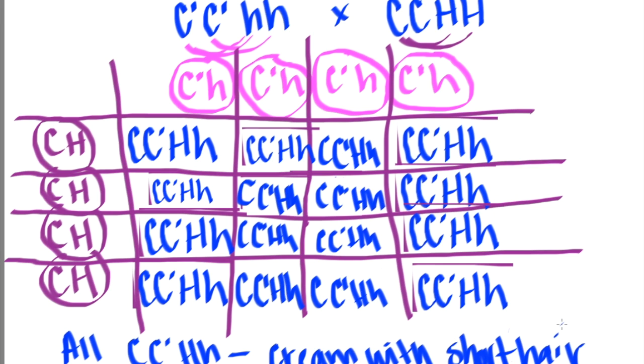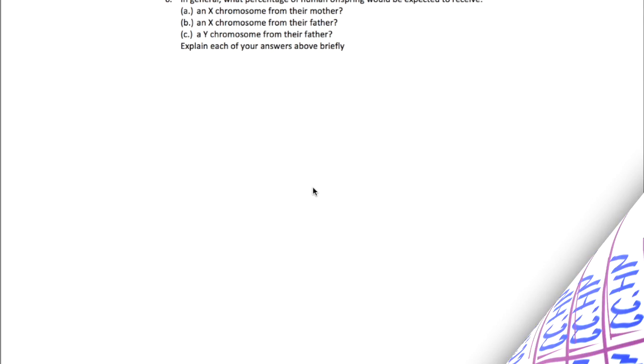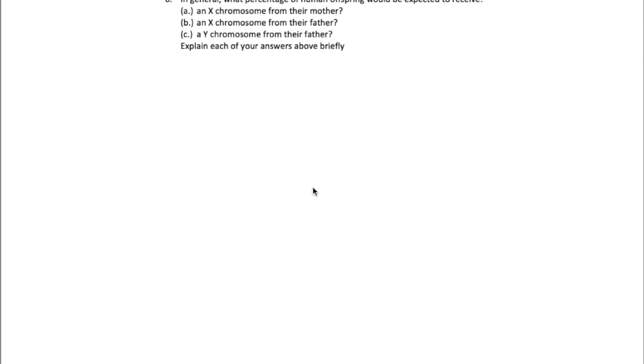So all right, here is number 6. Number 6 says, in general, what percentage of human offspring would be expected to receive an X chromosome from their mother, an X chromosome from their father, and a Y chromosome from their father? Explain briefly.